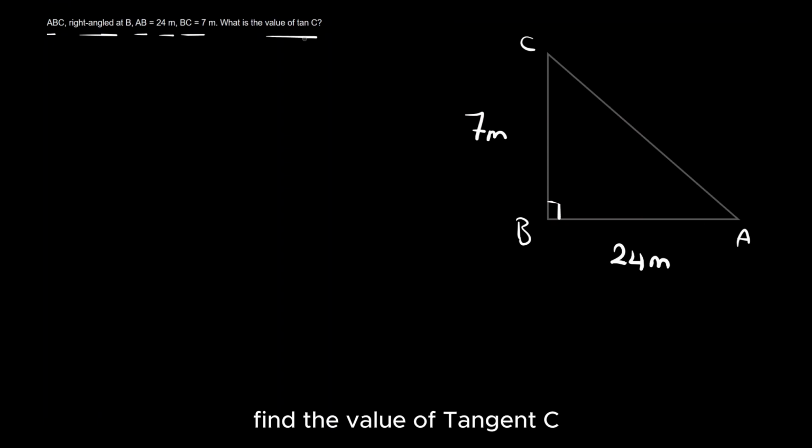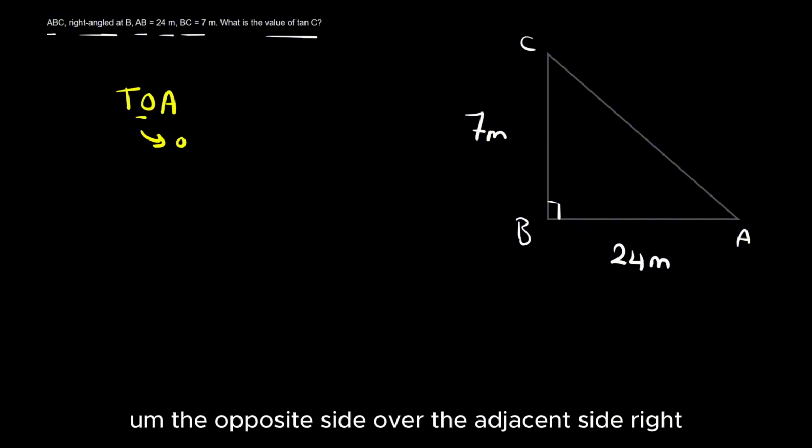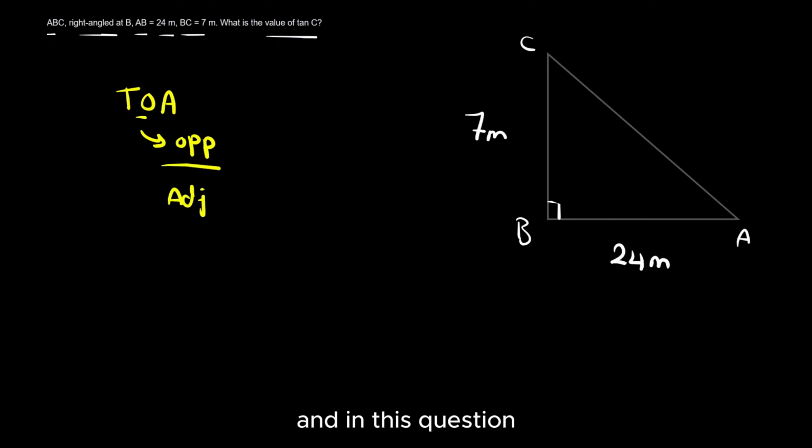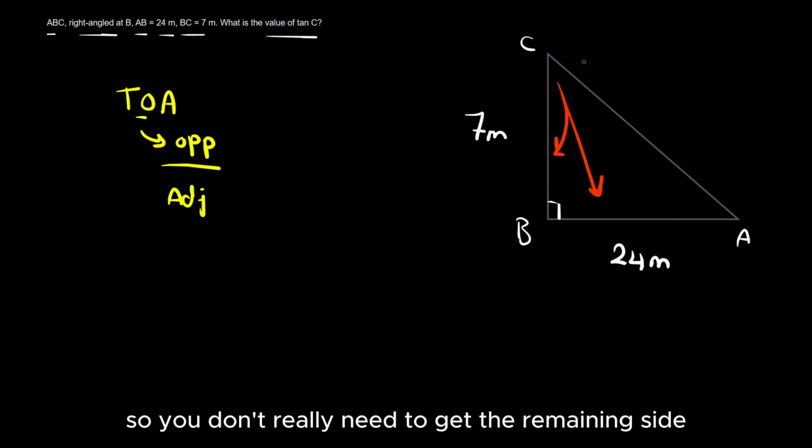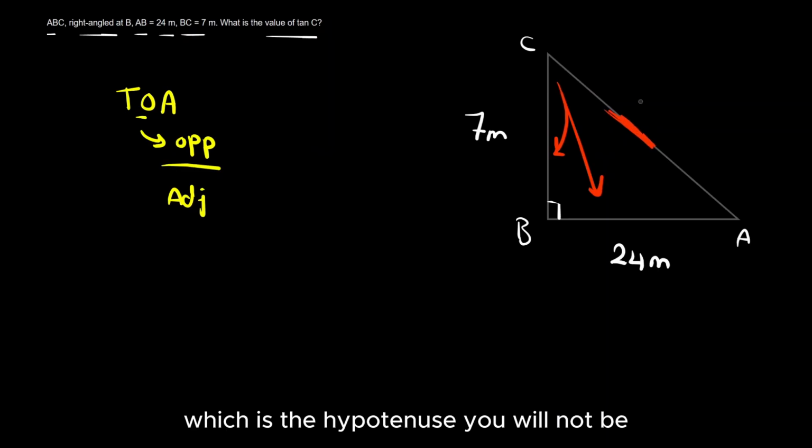Find the value of tangent C. Okay, so based on SOHCAHTOA, you know that tangent needs the opposite side over the adjacent side, right? And in this question, you have both the opposite side and the adjacent side. So you don't really need to get the remaining side, which is the hypotenuse. You will not be in need of it in this question.